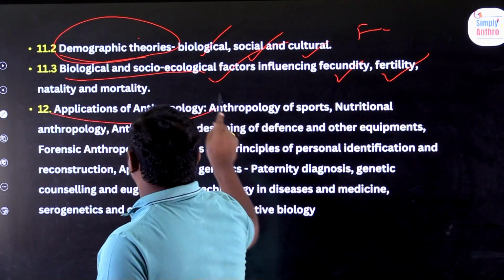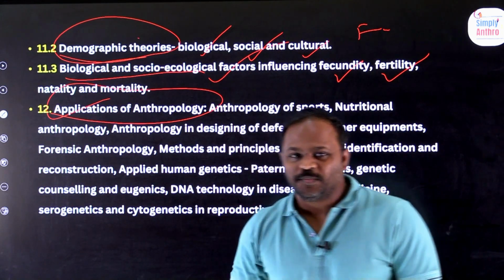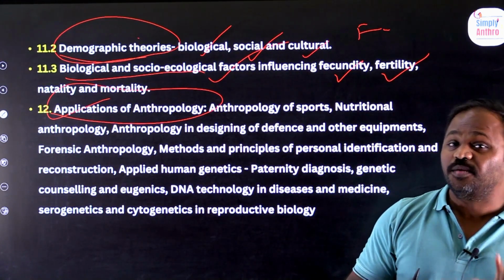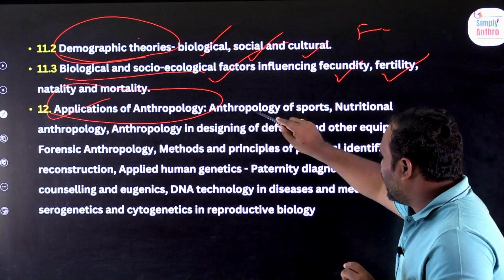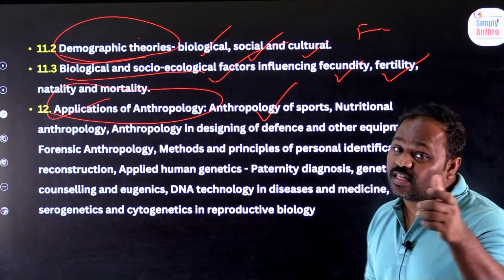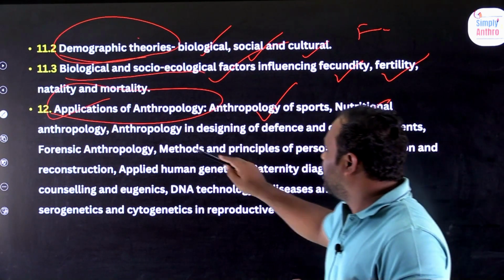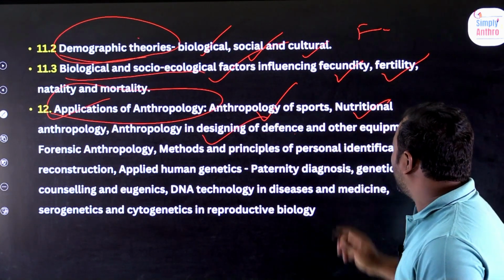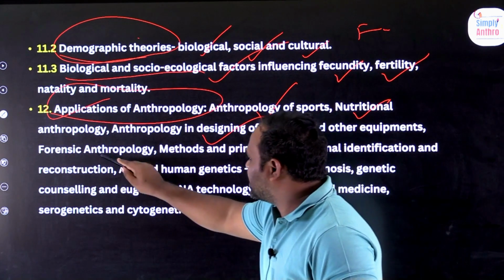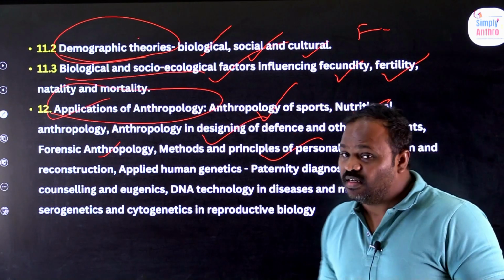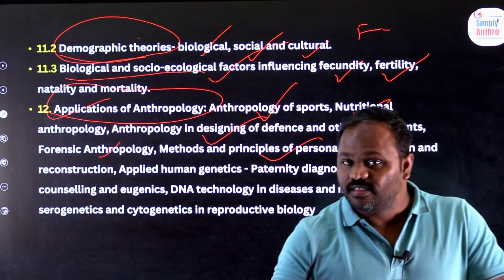The 12th chapter is about application of anthropology. Where we can use anthropology as a subject. Application means anthropology in sports, how anthropology is important in sports, how anthropology is important in nutrition, anthropology in designing of defense equipment, and forensic anthropology and the principles of personal identification. How do you identify a person?